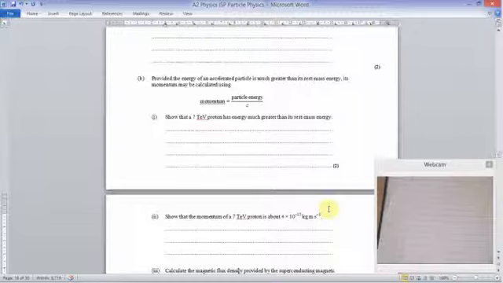Right, show that the momentum of a 7 tera electron volt proton is about 5 times 10 to the minus 17 kilogram meters per second.